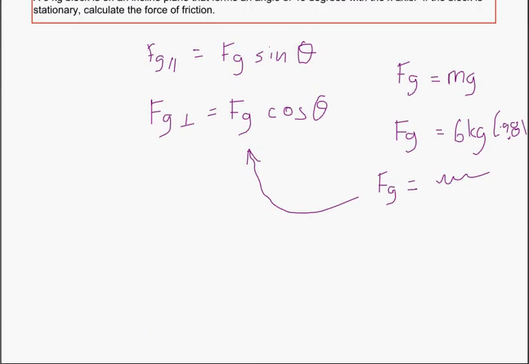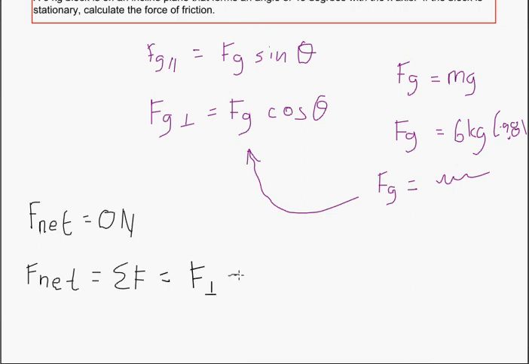Now, once you've done your calculations, and you need to be able to do your calculations, you need to realize this. For equilibrium, equilibrium tells us that F net equals 0 newtons. And F net always equals ma, or also the sum of our forces. And in this case, we have FG parallel, sorry, FG perpendicular, FG parallel plus force of friction plus Fn.